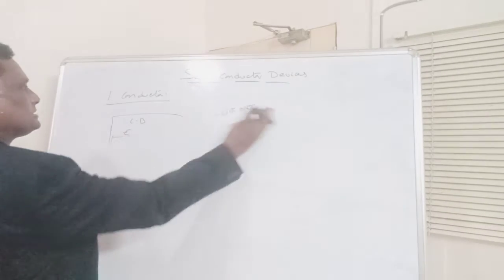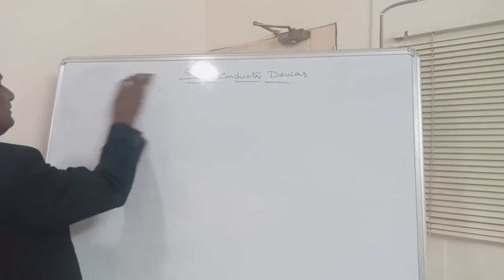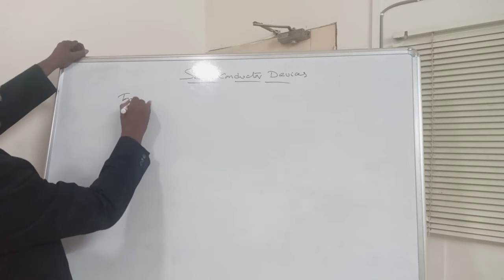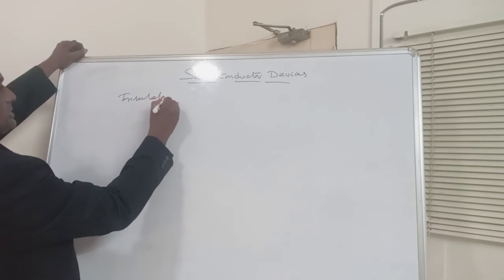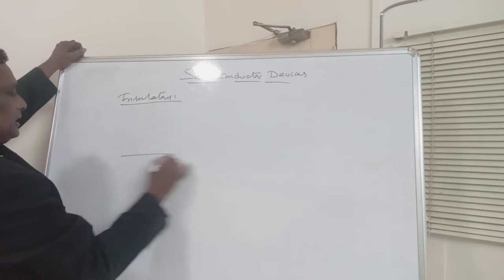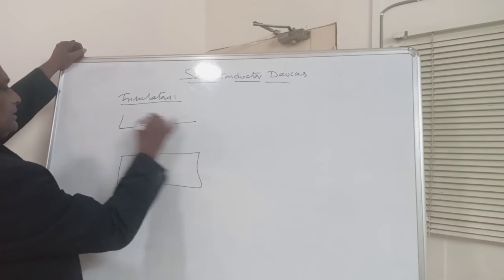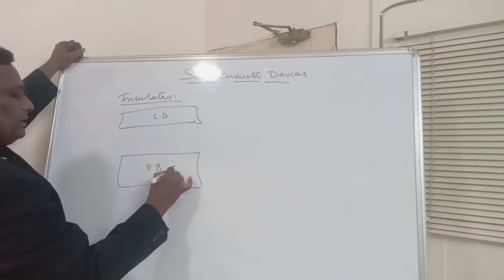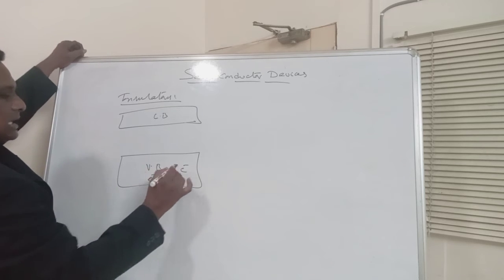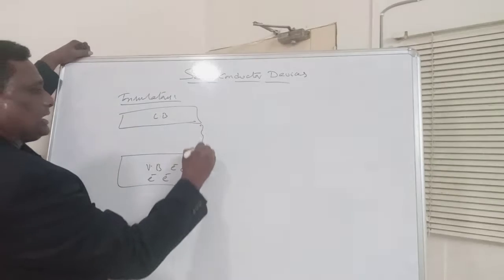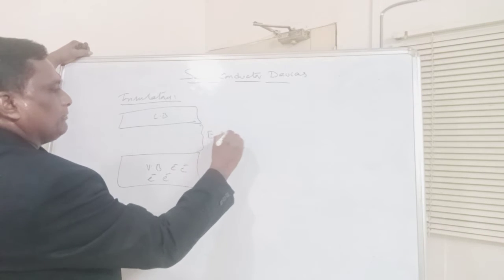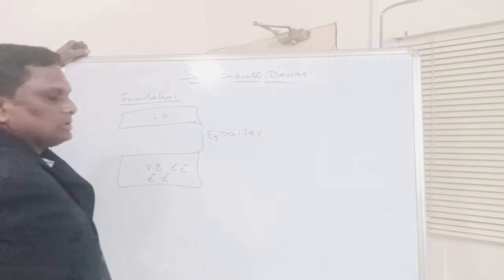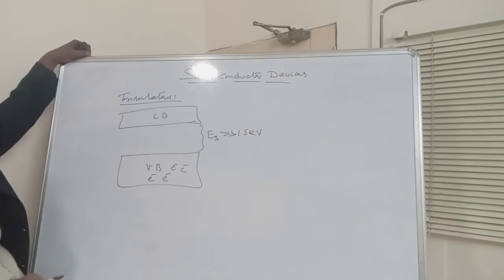Now, insulators. For insulators, there is a large gap in between the valency band and the conduction band. This is the conduction band and this is the valency band. In the valency band you have the valency electrons. This forbidden energy gap Eg is much greater than 1.5 electron volts.